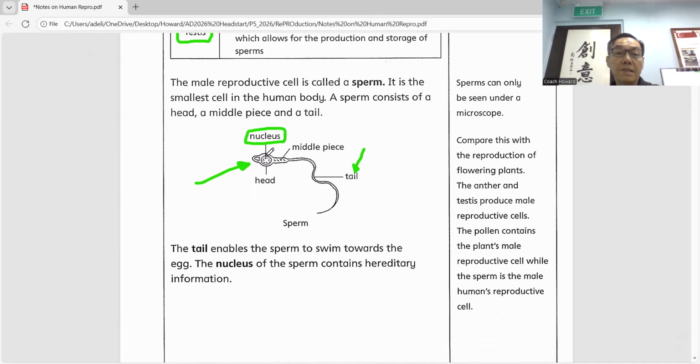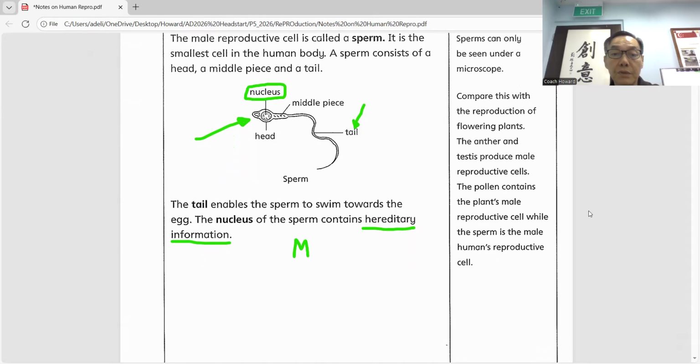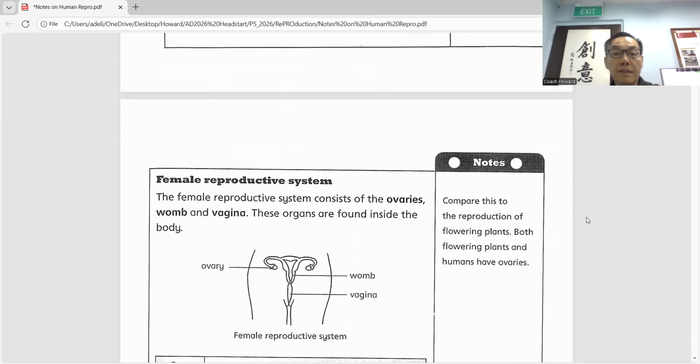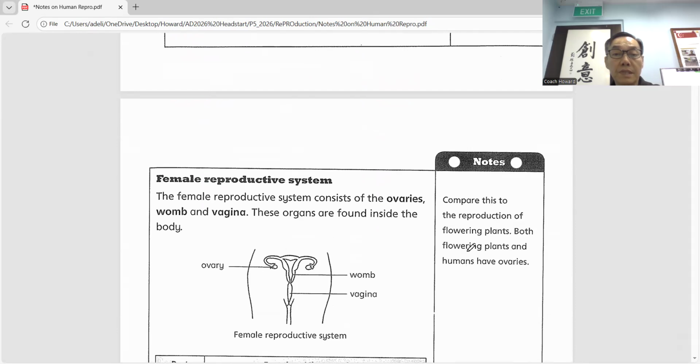Okay, and this nucleus also contains the genes. Okay, this genes is from the male. Okay, the male genes. Okay, later we'll know what happened when they fuse together. You can actually see one YouTube video, which I will perhaps share partially, not the whole video, due to copyright issue. Okay, so next is the female reproductive system.